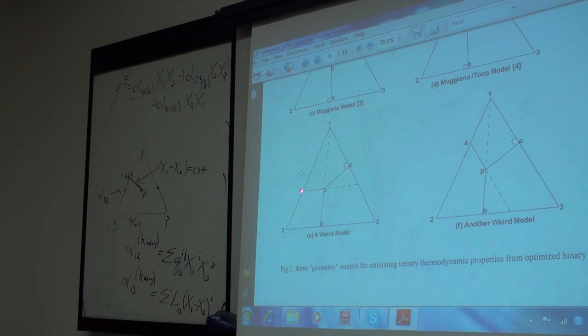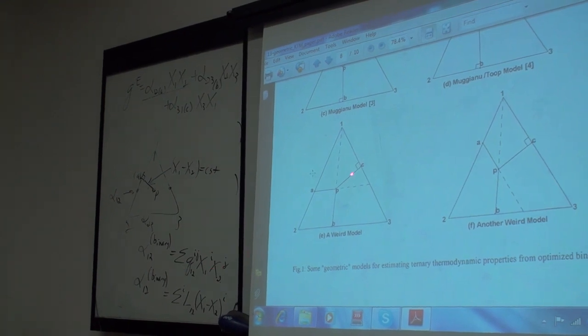For my alpha 1,2, I replace that by the Toop type thing, x1 constant. For the alpha 1,3, I use a Muggianu type term, and for the alpha 2,3, I use a Kohler type expression, and I get it. So you can choose 64 possible ways in a ternary. I'm going from the binary to the ternary. All sorts of different ways you can do it.